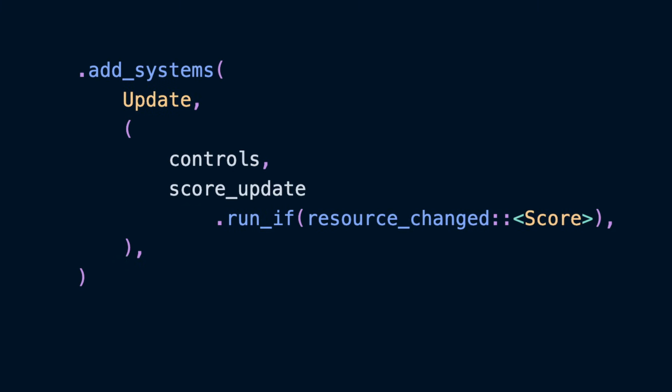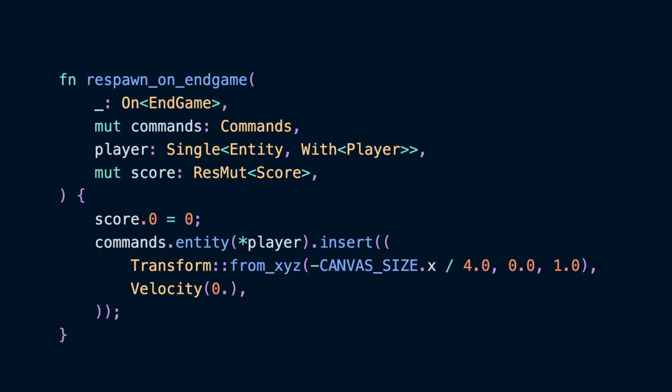Finally, we want to run the score update system whenever the score resource changes instead of every frame, which we can do with a run if resource changed and passing in the type of the resource. The final piece is resetting the score when the endgame event is handled. We do this by setting the score resource to 0 in respawn on endgame. And now we can play the game and score will be kept and displayed to the user.